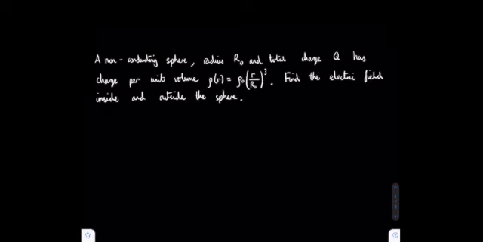A non-conducting sphere, radius r0 and total charge q, has charge per unit volume ρ(r) equal to ρ0 r over r0 cubed. Find the electric field inside and outside the sphere. So how will we go about doing this question? There's quite a lot of information. Firstly, we're using a sphere, so probably Gauss's law would work nicely.